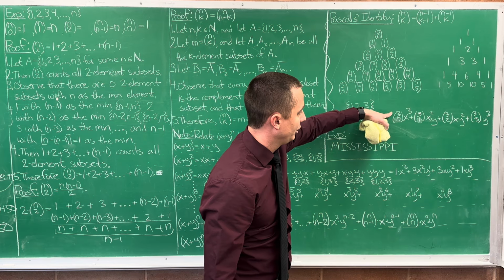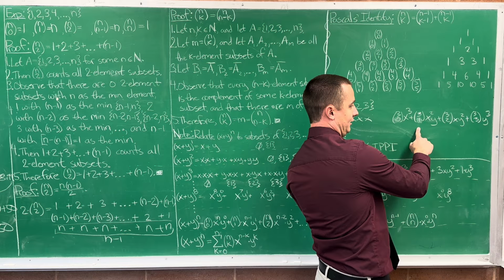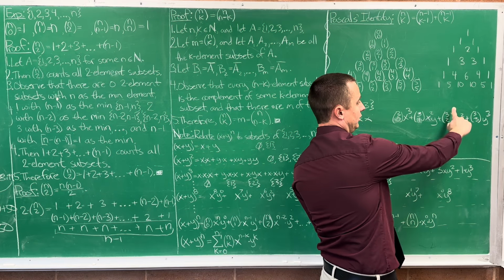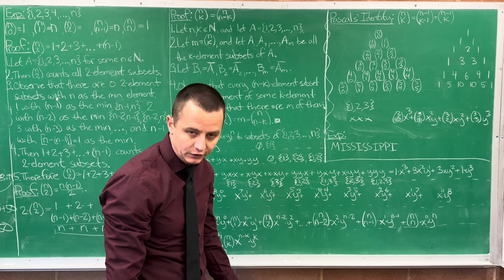How many ways can I choose 0 elements? 1. How many ways can I choose 1 element from a 3-element set? 3. How many ways can I choose 2? 3. How many ways can I choose all 3? 1. So it gives me those exact same coefficients.